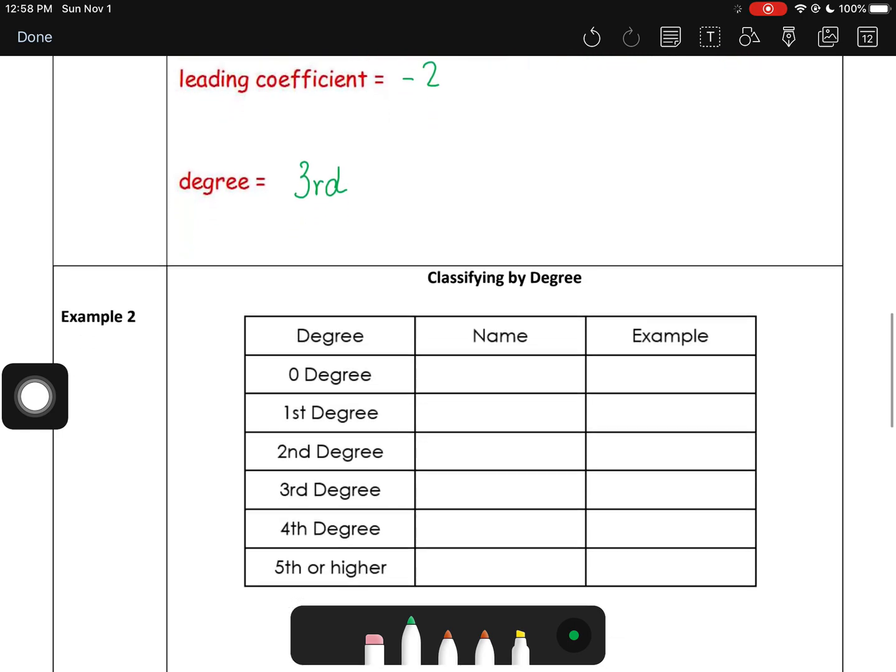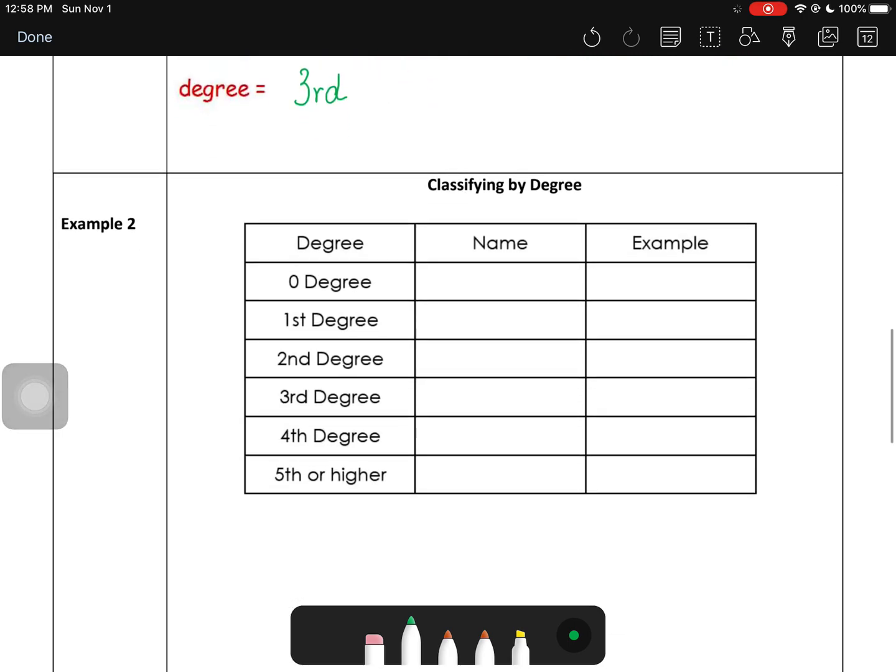So let us make a chart of how we classify polynomials by degree. A 0-degree polynomial is called a constant. And an example would simply be any number without a variable. The first degree is linear, and one of the most popular ones that we have for linear would be y equals mx plus b. So I'll just put an example of 3x plus 5, where the x is to the first power.